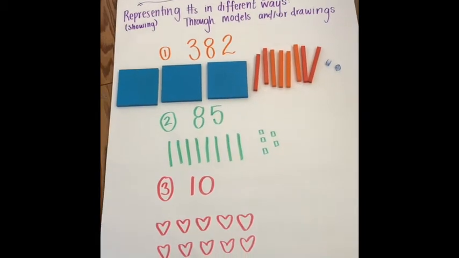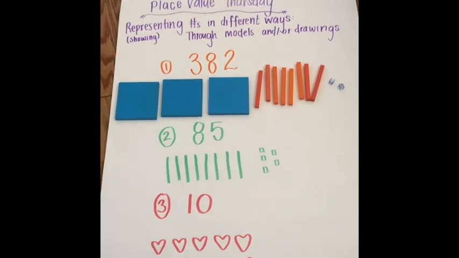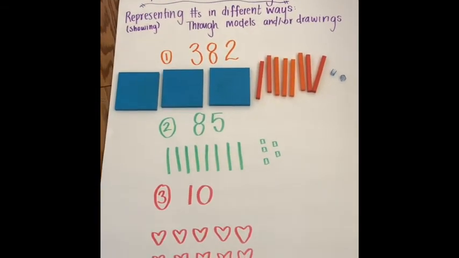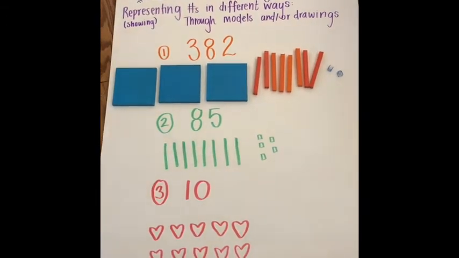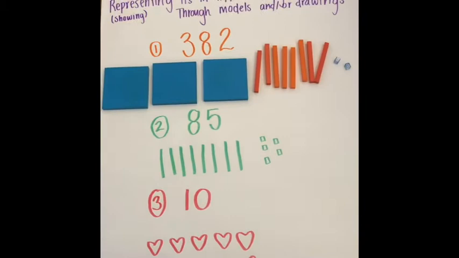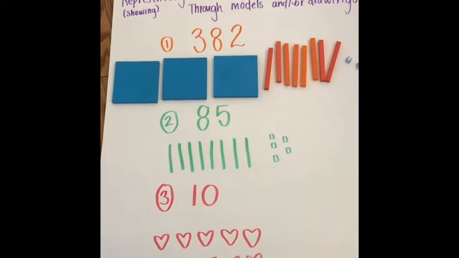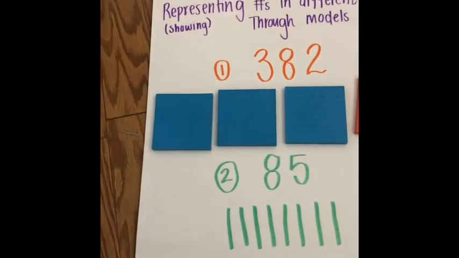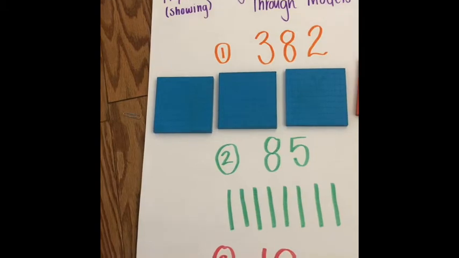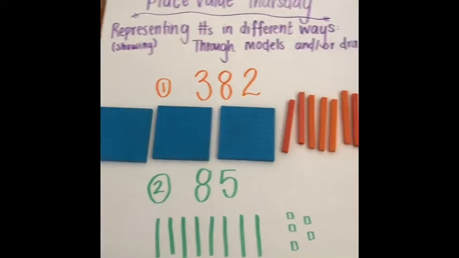So for example, the numerical form of 382 is represented with a 382, but if you break down that number and represent it through our place value blocks, you can see that the 3 in 382 actually has a value of 300. So these 3 hundred blocks make up 300. They each represent 100. So that represents our 300 in 382.